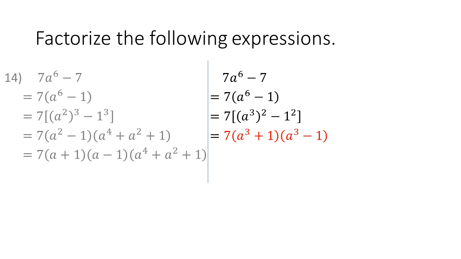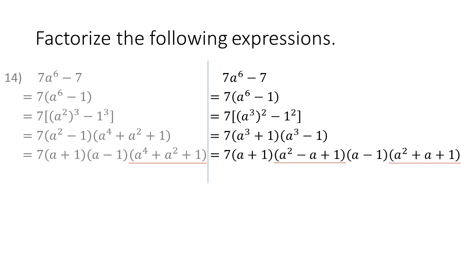Inside the first bracket, we can further factorize it to (a plus 1), multiplied by (a squared minus a plus 1). For the second bracket, it becomes (a minus 1), multiplied by (a squared plus a plus 1). Comparing with the previous one, if we underline the difference between the two answers, it is easy to see that the right part contains one more bracket, and we can treat a to the power of 4 plus a squared plus 1 as factorized into (a squared minus a plus 1), multiplied by (a squared plus a plus 1).